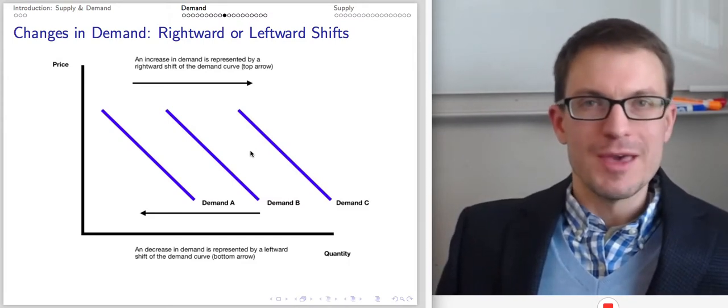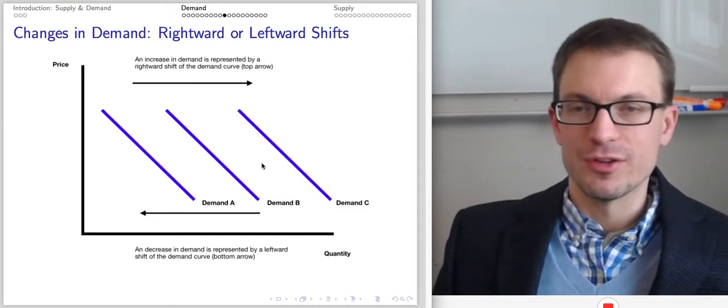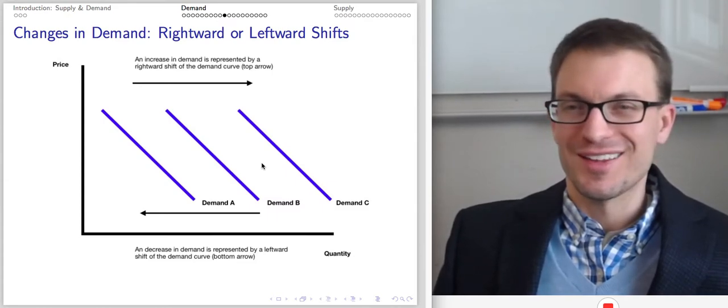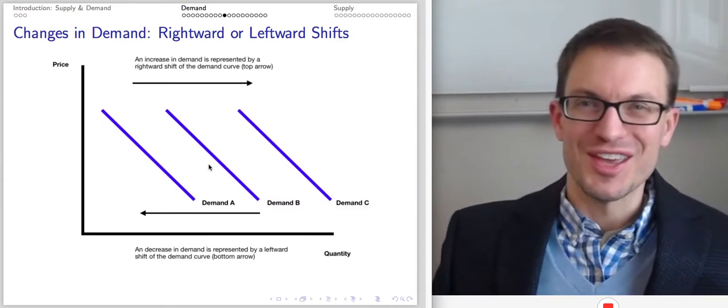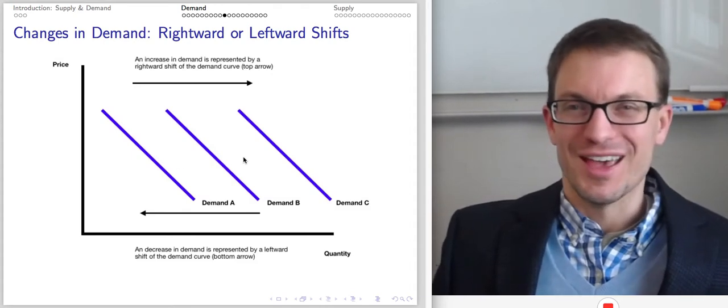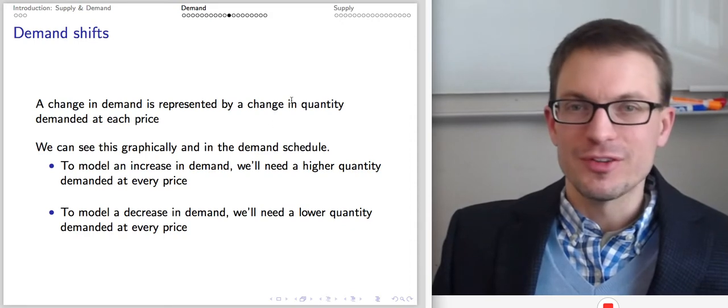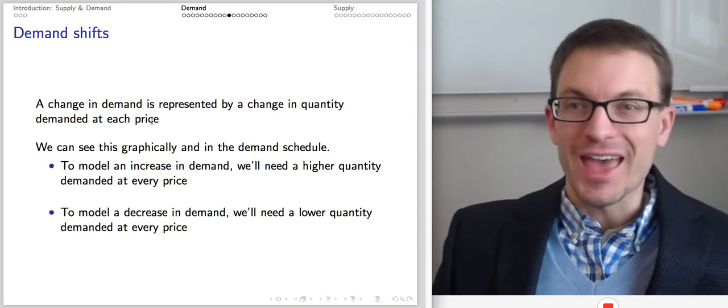That's not something we're going to make a big deal of in the introductory level, so don't worry too much about that. Without loss of generality, we are safe with parallel shifts at this level. Okay, so a change in demand is represented by a change in quantity demanded at each price.